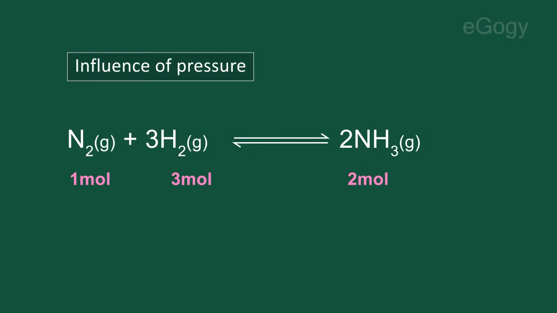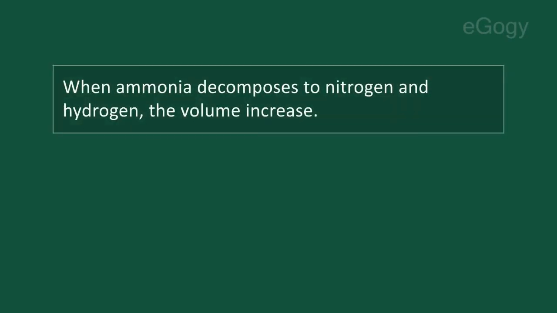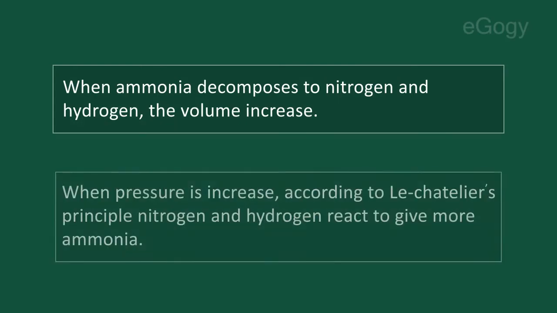As a result of this reaction, the volume decreases. But when ammonia decomposes to nitrogen and hydrogen, the volume increases. That means when pressure is increased, according to Le Chatelier's principle, nitrogen and hydrogen react to give more ammonia.